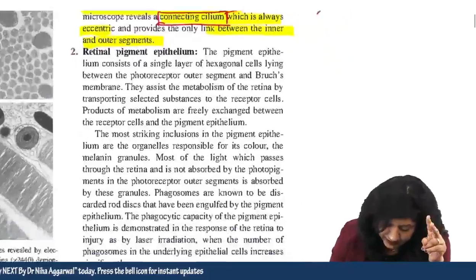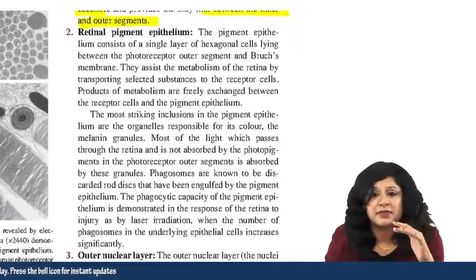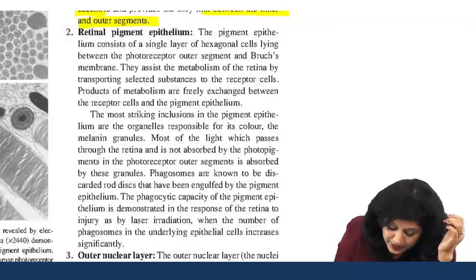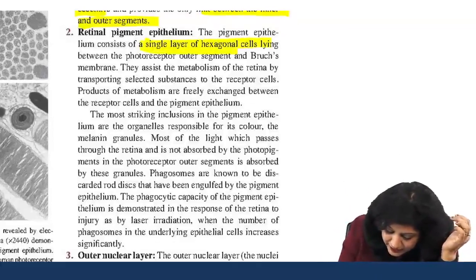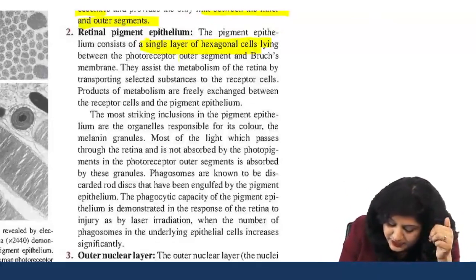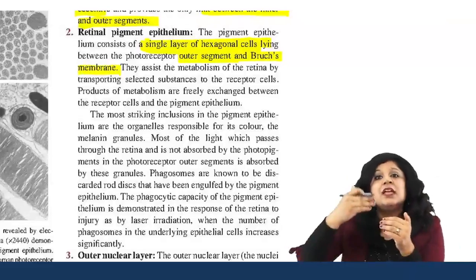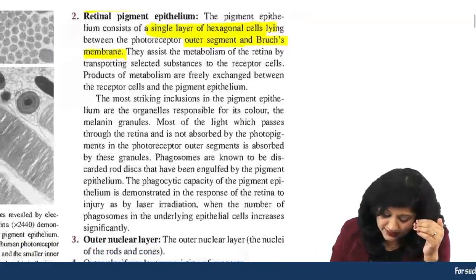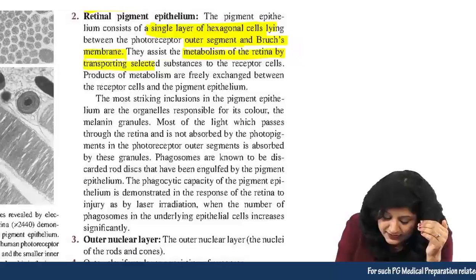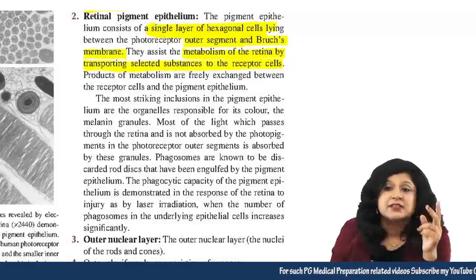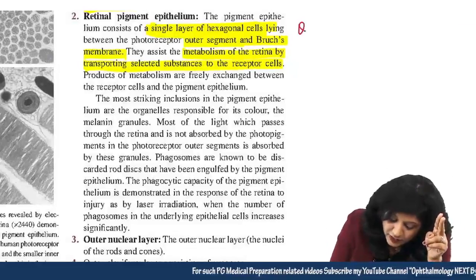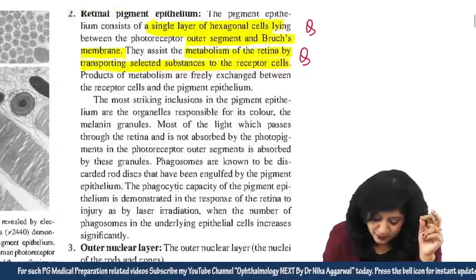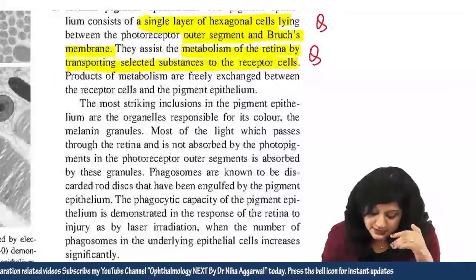Then if I talk about the retinal pigment epithelium, they have first talked about the rods and cones, and after that they are talking about the retinal pigment epithelium. It consists of a single layer of hexagonal cells. Very, very important, this is lying between the photoreceptor outer segment and Bruch's membrane. So actually this RPE layer is lying outside. It is the outermost layer of the retina. They assist in the metabolism of the retina by transporting selected substances to the receptor cells. Then the second important thing: first important thing is where it is present, number two, what is its function? It is mainly helping in the metabolism because it is transporting the selected substances to the receptor cells.